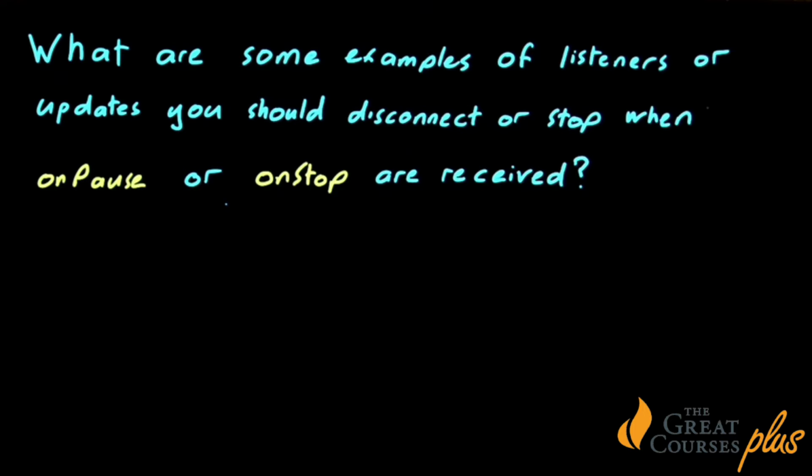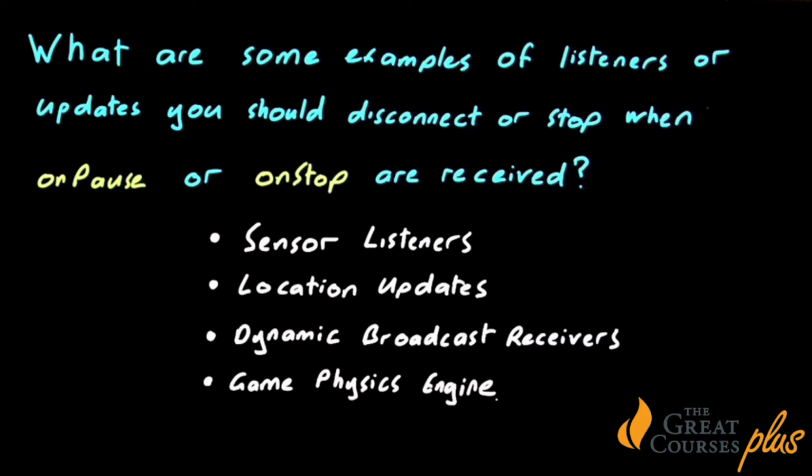So what are some examples of listeners or updates that should be paused or disconnected when onPause or onStop are received? Put your answer in the text box below. Some good examples of answers include sensor listeners, location updates, dynamic broadcast receivers, or games physics engines. Any task that your application needs to keep happening even when your activity is paused shouldn't really happen within an activity at all. We'll have a look at some solutions to that problem in lesson 6.